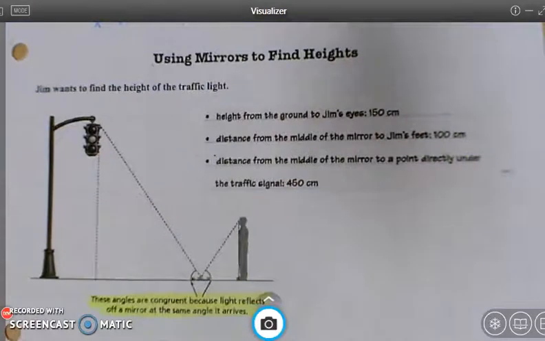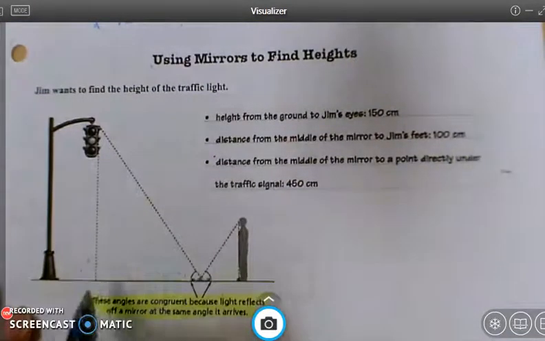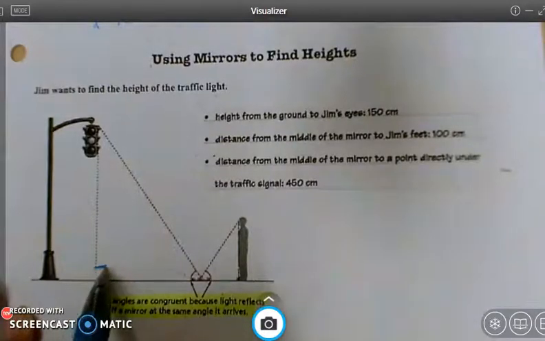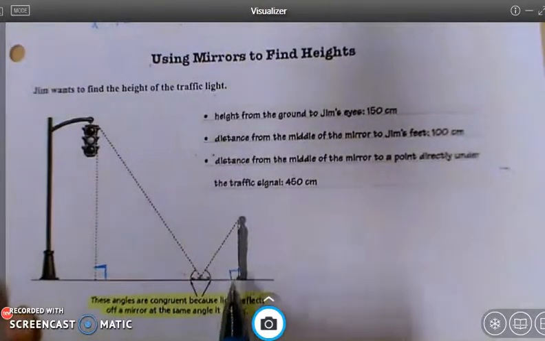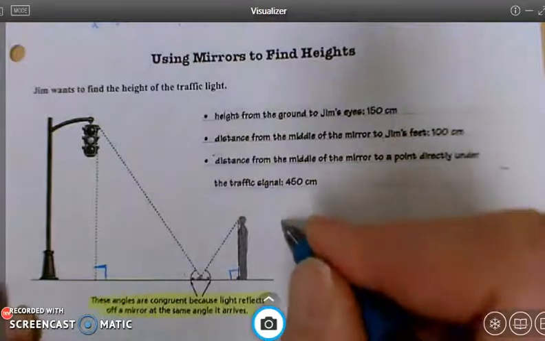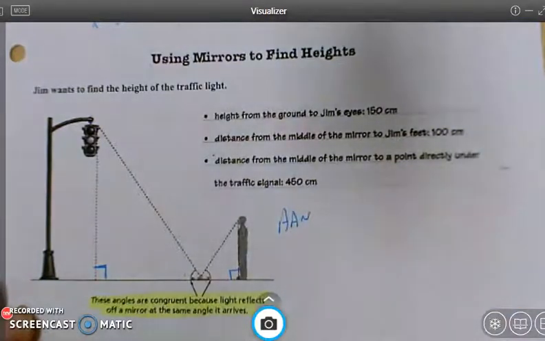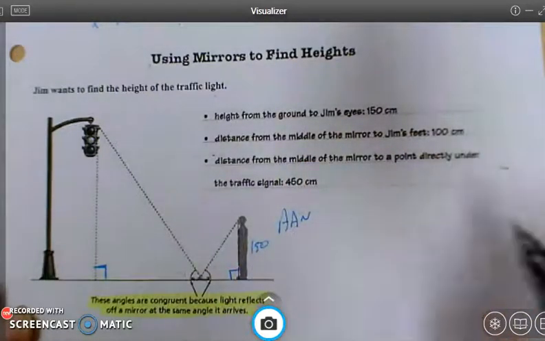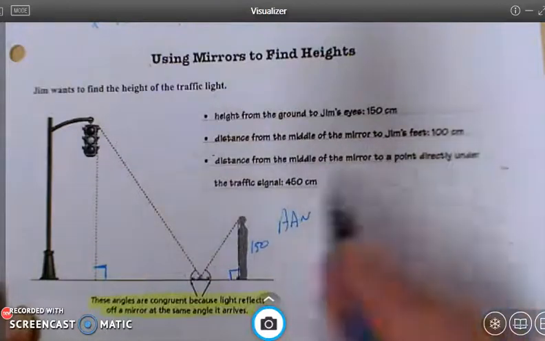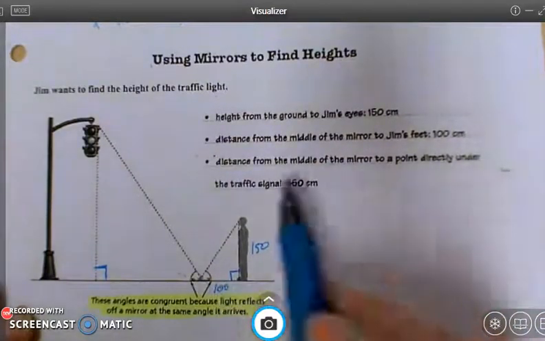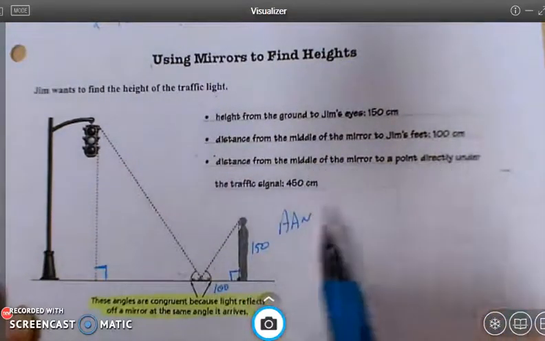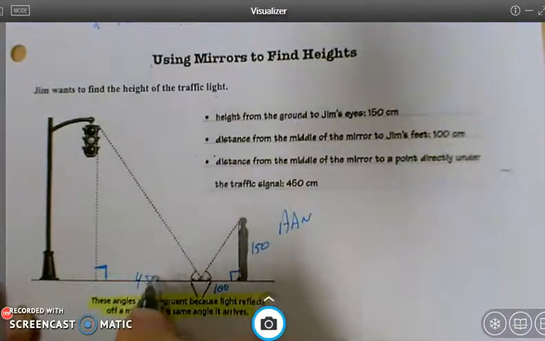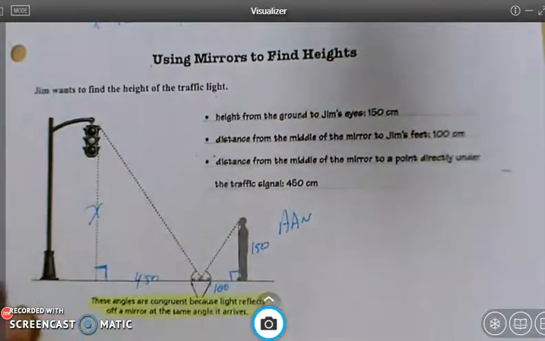So at this point, I really just need to label parts. Same thing as above, actually, sorry. We're going to assume that all heights are at 90 degrees, and you can see now that I have two angles, so I have angle similarity. Now you're going to measure and see the height of the ground to Jim's eyes is 150 centimeters. The distance from the middle of the mirror to Jim's feet is 100. The distance from the middle of the mirror to a point underneath the traffic light is 450, and clearly we're looking for the height of the traffic light.